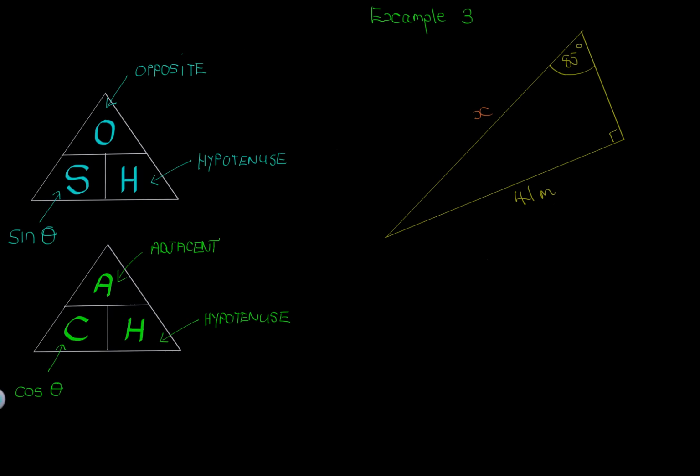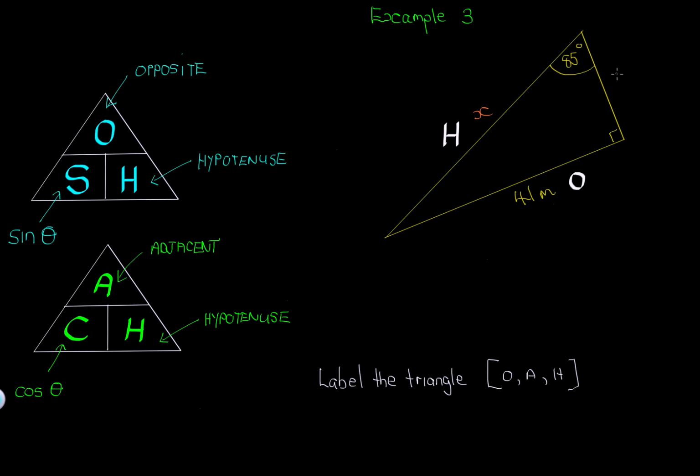Righto, now let's go through the steps again. Remember, the first step is to label the triangle, so let's do that. Find our angle. Where's our angle? There it is. So the opposite side is going to be over here. So this is the opposite. The hypotenuse is the longest side, so this is the hypotenuse over here. And the side that's left over, that's the adjacent there.